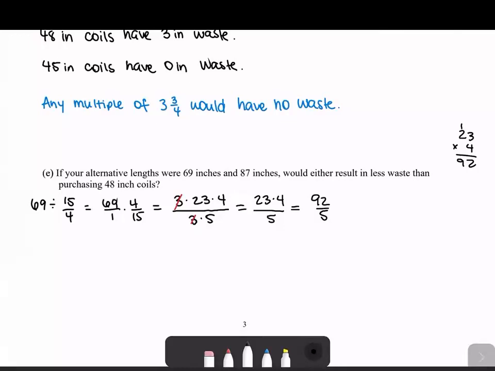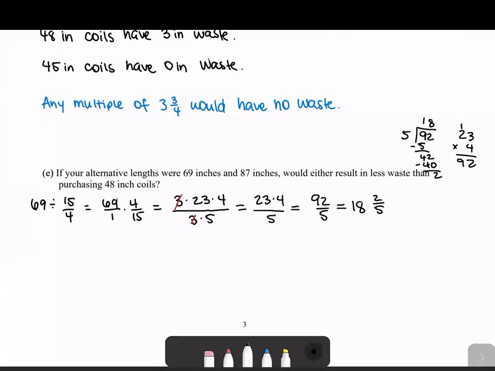So this is 92 over 5, and we want to write this as a mixed number. So we do 92 divided by 5. 5 goes into 9 once, with 4 left over. 5 goes into 42 8 times, with 2 left over. So this is 18 and 2/5.